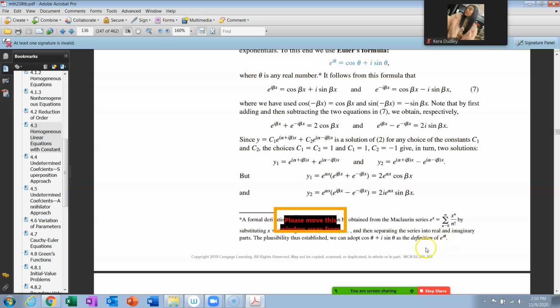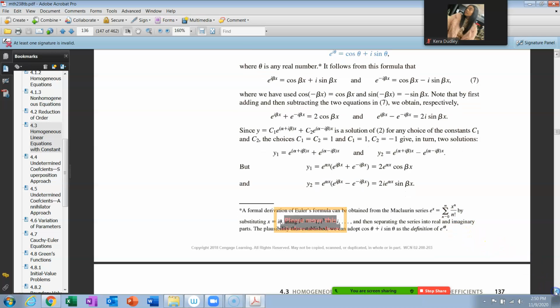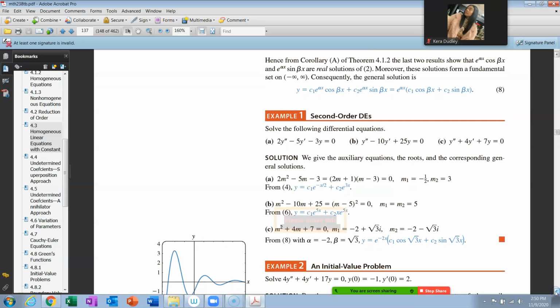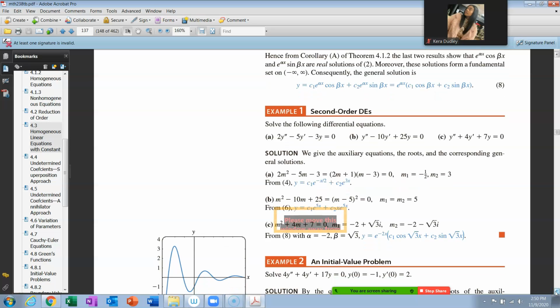Now, the plausibility thus established, from what they were saying here, there's a definition of e to I theta. We're just going to leave it alone. All right, now, hence the corollary A of theorem 4.1.2, and the last two results. I didn't go back and show you that one, but let me point you back to it. 4.1.2 is quite a few pages back. It's the Wronskian, okay?